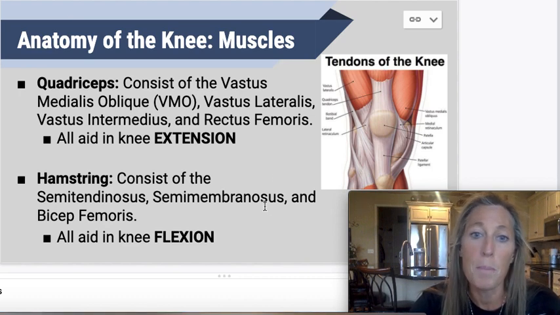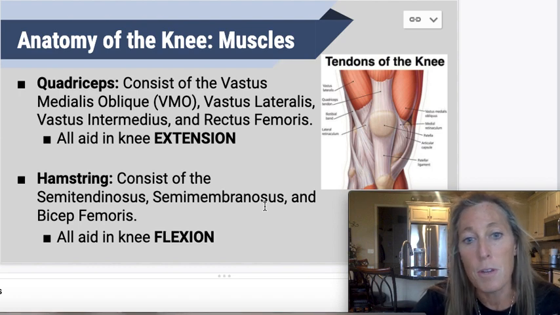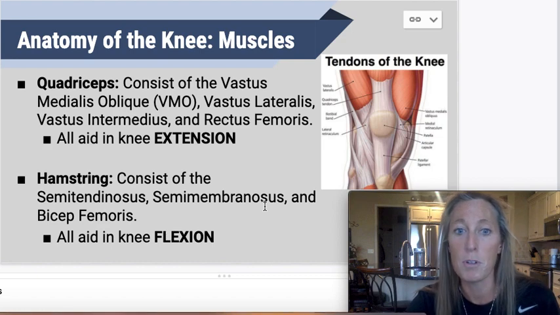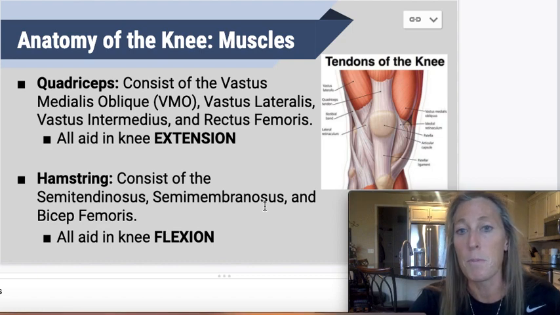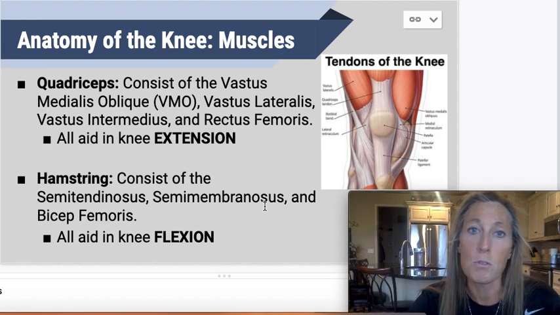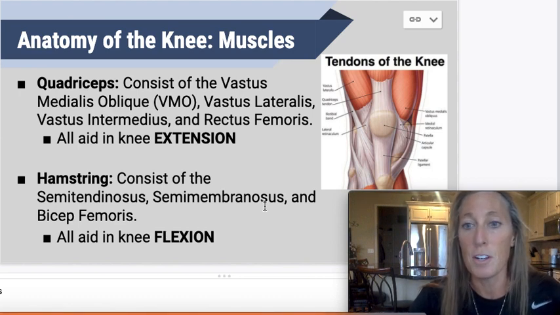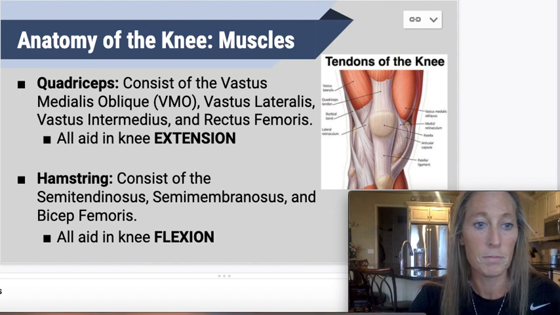The hamstrings are on the back of the upper leg. There are three muscles of the hamstring. We have the semitendinosus, the semimembranosus, and the biceps femoris. All of these muscles that make the hamstrings aid in flexion of the knee. Knee flexion.